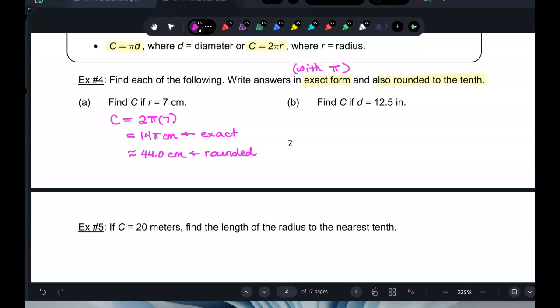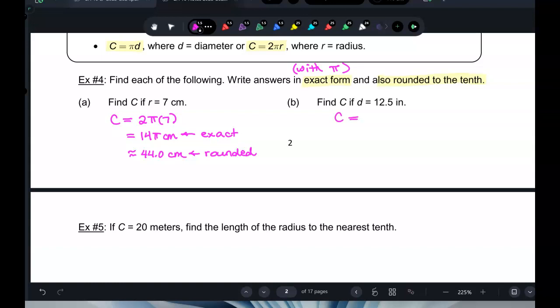So our exact answer is not going to be that. 14 pi is our exact answer. You don't have to put the squiggly lines. The squiggly lines are for when you put it in your calculator and get a decimal approximation. That is a rounded answer. It's not exact.